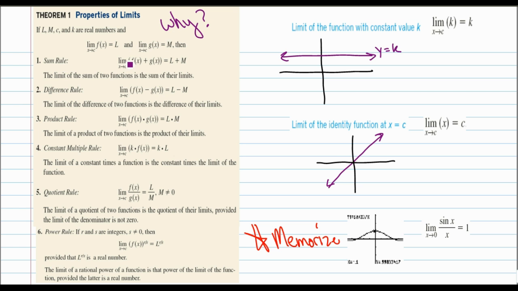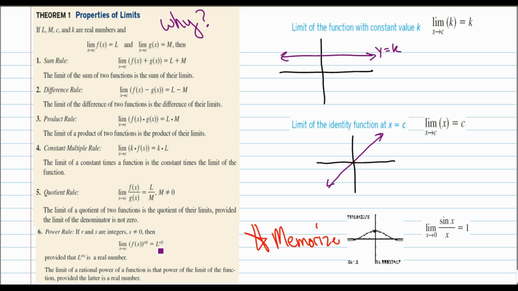Why can I split the limit of a sum of two different functions and just add their limits together? Why, if I have the difference of two functions and their limit as x approaches c, can I just subtract their limits? Why can I just multiply the two limits together? Why can I just take a constant times the limit of a function? Why can I just divide the two limits of two functions?